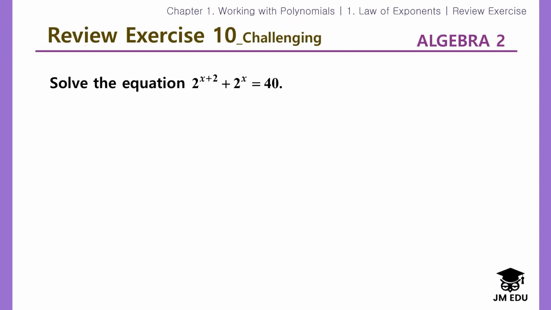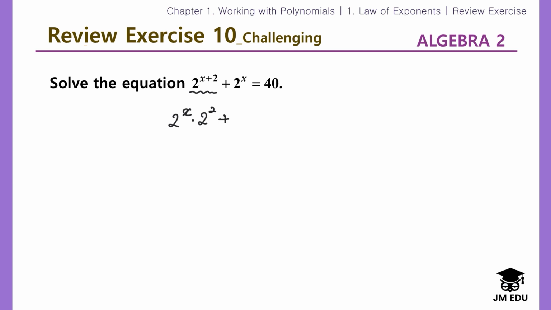The question is to solve the equation 2 to the power of x plus 2 plus 2 to the power of x is equal to 40. Well, we're going to simplify the expression on the left-hand side, but we have to be careful that this is not multiplication. This is addition, right? So if we rewrite this expression right here, that's 2 to the x times 2 squared. If it's multiplication, we add these two, and that's x plus 2 right there.